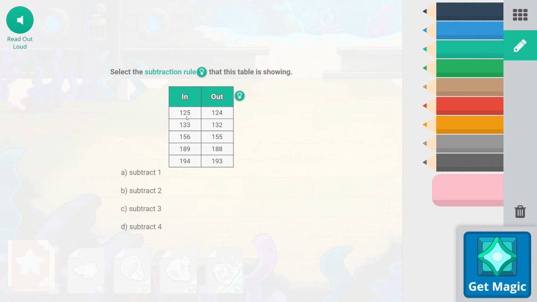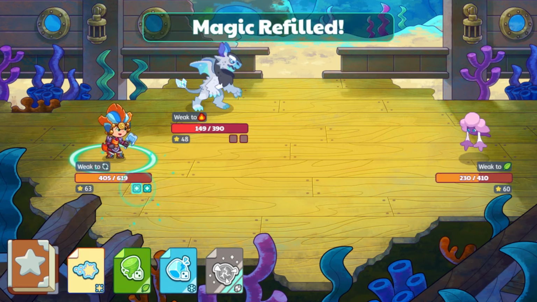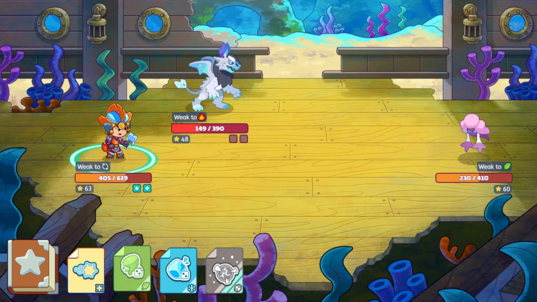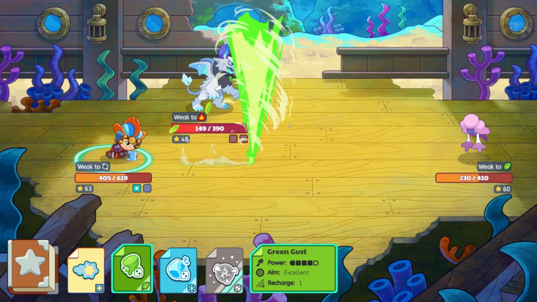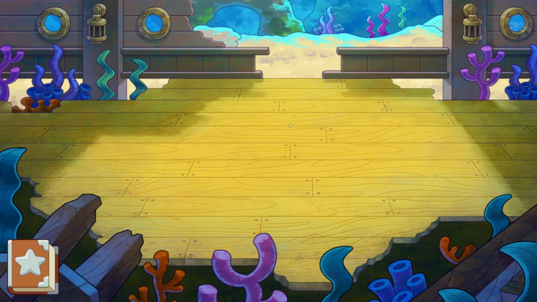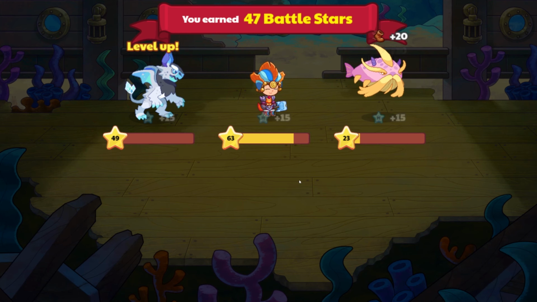The subtraction rule. These are going down by 1, so it's subtract by 1 is our subtraction rule. And Green Gust, there we go. Boom. Awesome, awesome, awesome.